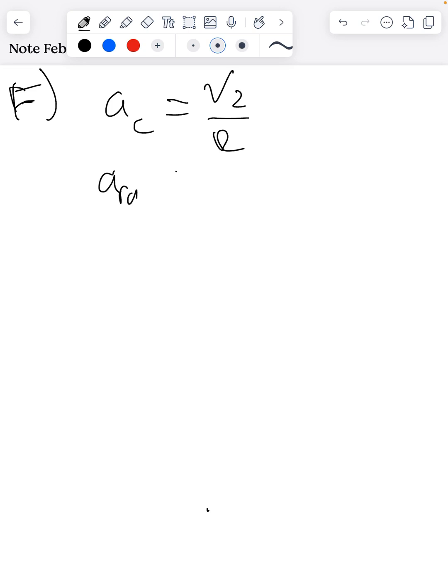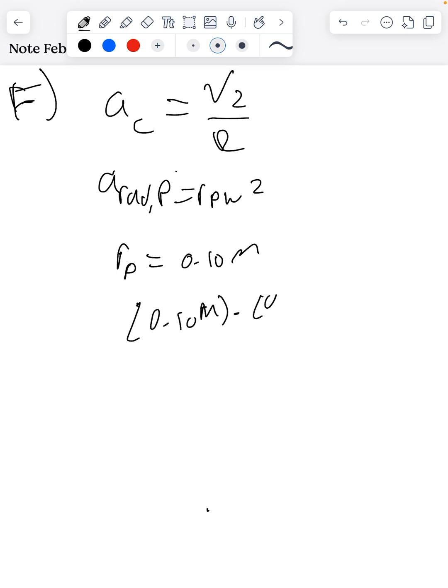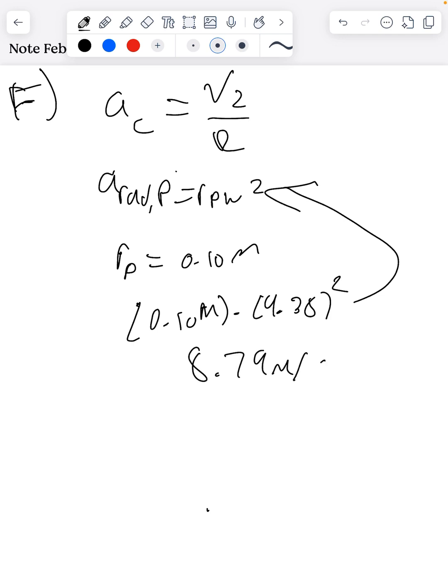And we're going to do A rad P equals R_P ω squared. We already know this one equals 0.10 meters. So we're just going to do 0.10 meters times 9.38 squared. And then that would equal 8.79 meters per second squared. That is the centripetal acceleration.